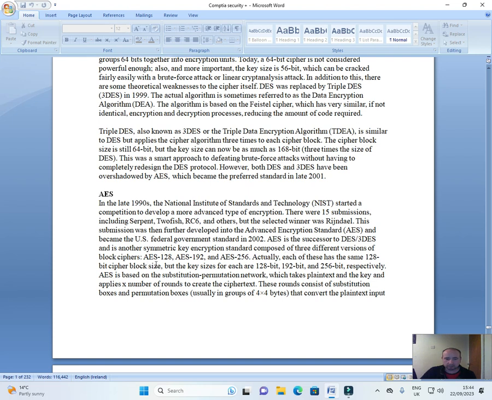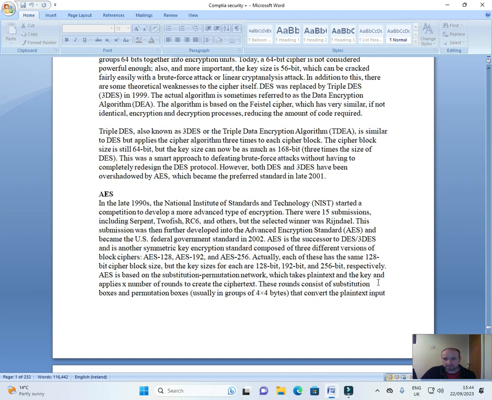AES is the successor to DES and 3DES and is another symmetric key encryption standard composed of 3 different versions of block ciphers: AES 128, AES 192 and AES 256. Each of these has the same 128-bit cipher block size, but the key sizes for each are 128-bit, 192-bit and 256-bit respectively.